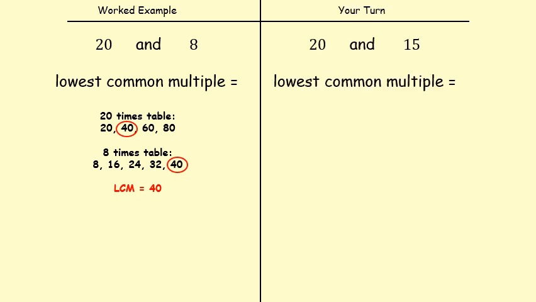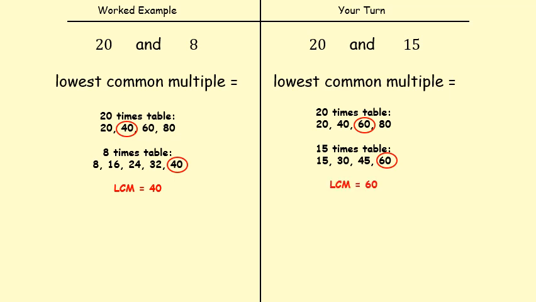Okay, so I'd like you to have a go at this question on the right. So just pause the video and follow the method that I've just shown you. Okay, so we've got our 20 times table. I've done it up to 80. Remember, you can extend your list as needed. I've just done the first 4 for now. Then my 15 times table: 15, 30, 45, 60. I've done the first 4. If I look at my lists, 60 is the first time these times tables meet each other. Therefore, we can say the lowest common multiple of 20 and 15 is 60.